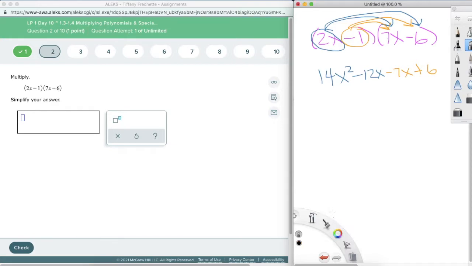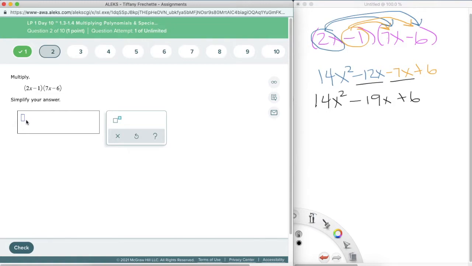So I'll write this in a different one. So my like terms should be in the center in this method. That's generally how it should work out. So 14x squared stays 14x squared. I have negative 12 minus 7. So they're both negatives. I'm going to combine them and keep the negative sign. Because I had 12 negative, I'm going 7 more negative. Plus 6. Alrighty, so that is a simplified trinomial here.